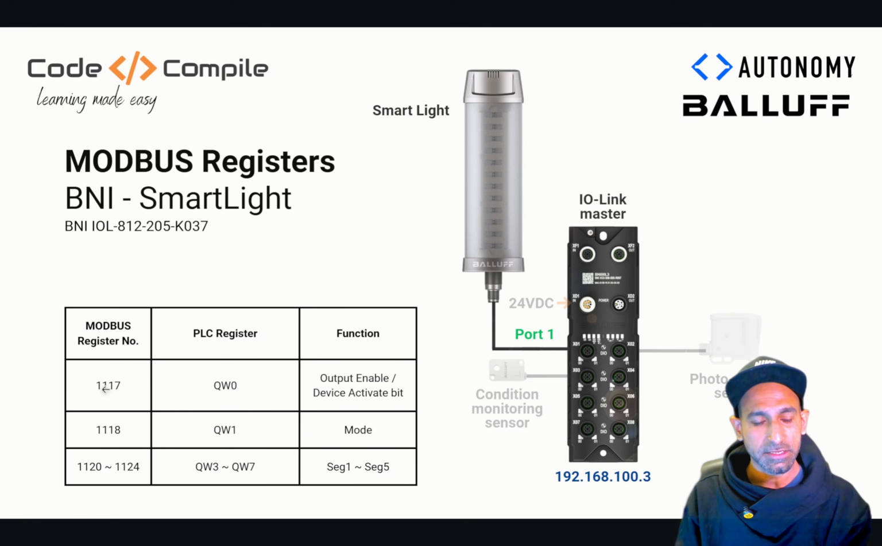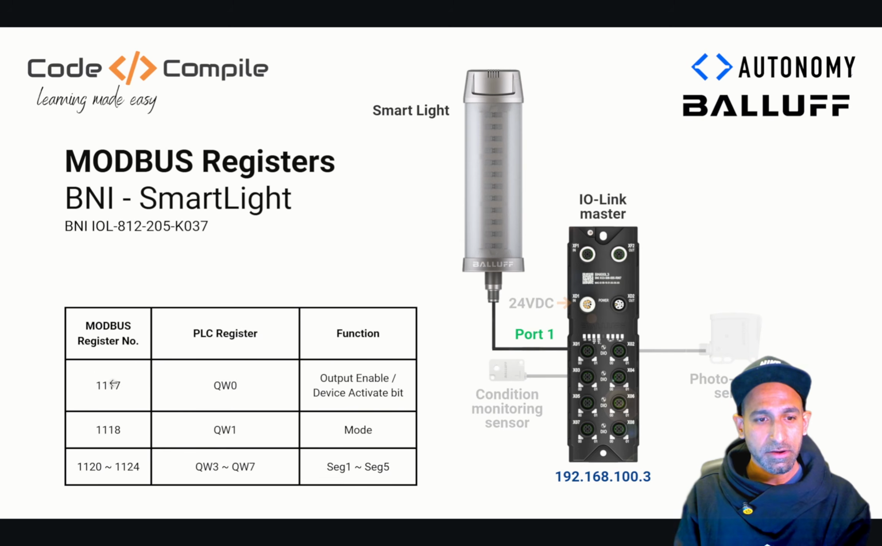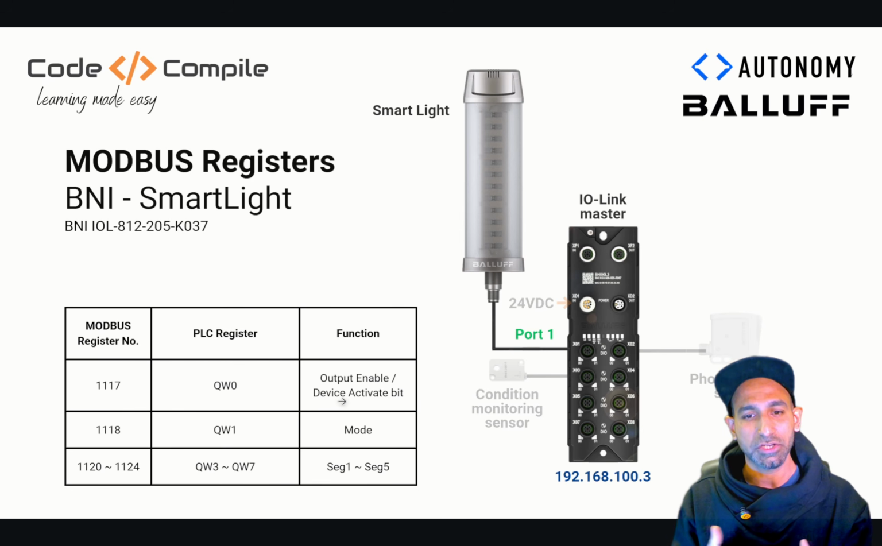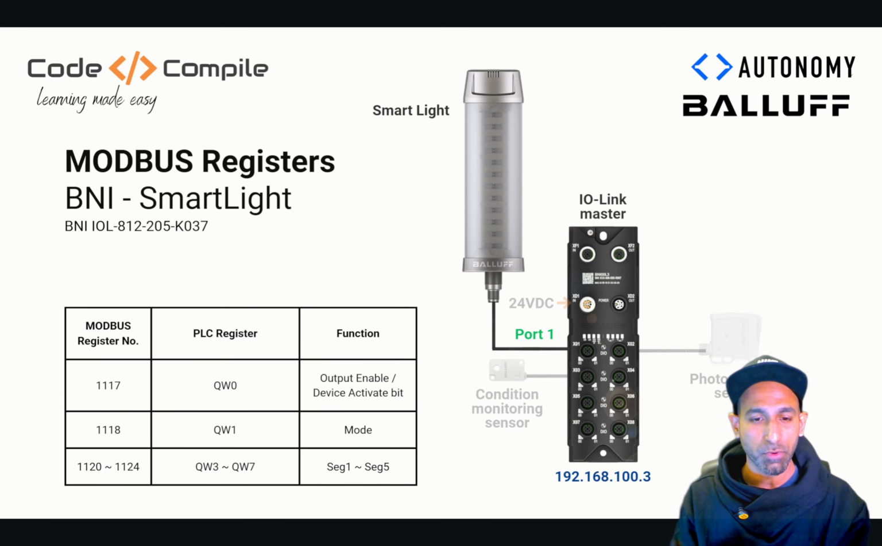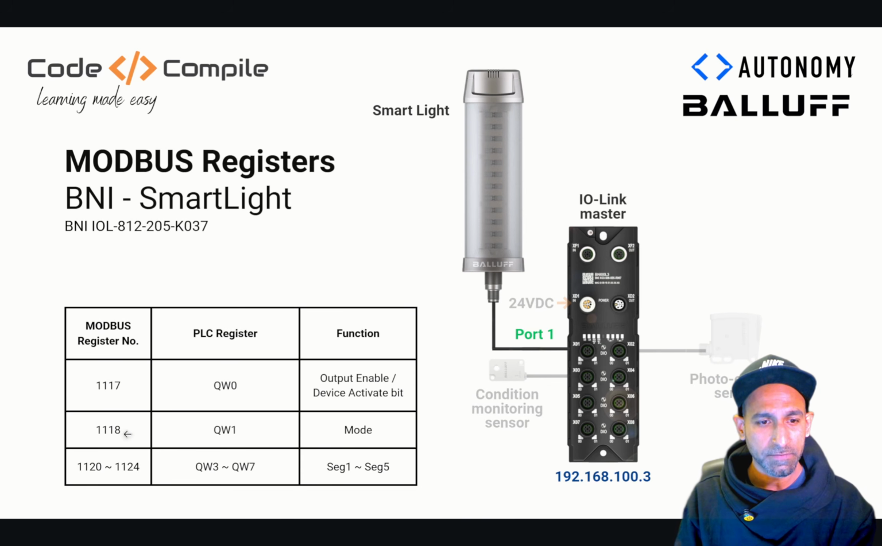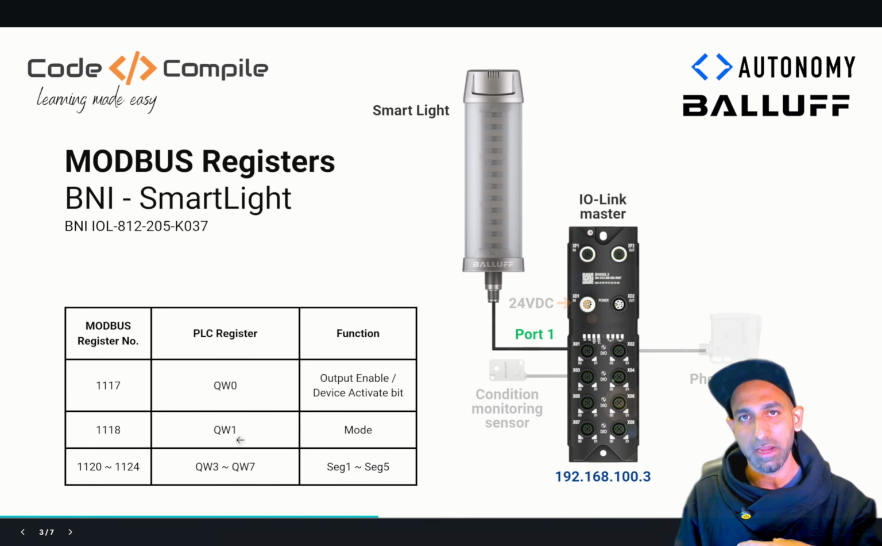So for smart light, I have Modbus registers starting from 1117, all right? So here, this register is going to enable this device. So this is a device activation bit, okay? If I send 0, it will disable the device. If I send 1, it will enable the device. I need that. And then you have 1118, which is linked to QW1. And this mapping, I will do that in the PLC. I just mentioned that here for my reference.